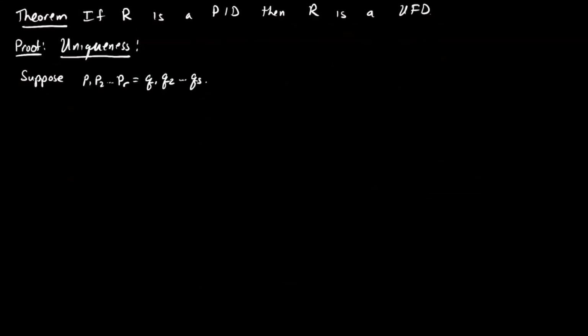Okay, so let's do the uniqueness portion. I'll suppose I have two factorizations into irreducibles, P1 times P2 times dot dot dot times PR, and Q1 times Q2 times dot dot dot times QS. The first thing I'll note is that P1 divides Q1, Q2 up to QS. So we'll reorder and relabel the Qs so that P1 divides Q1. If P1 divides a product of elements, then P1 has to divide one of those elements. It's a slight generalization of the lemma we just proved earlier.